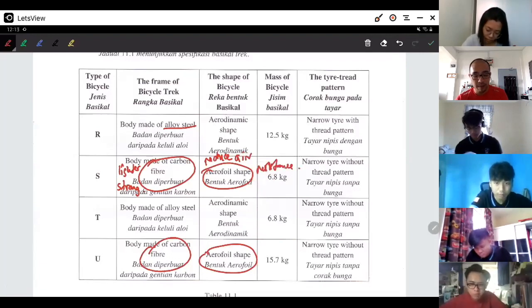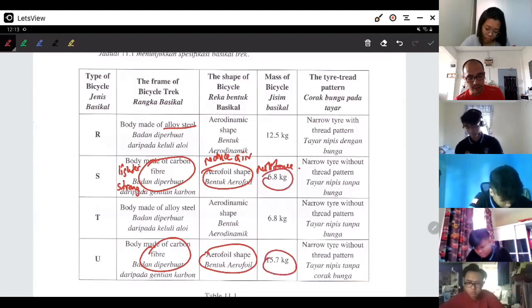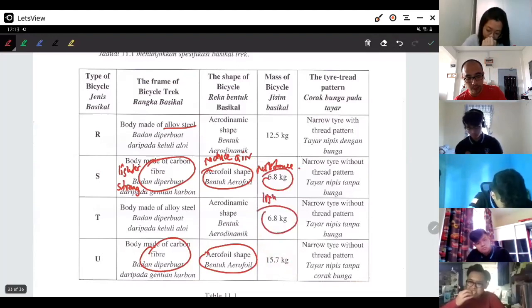Okay, mass of bicycle. Smaller mass, lighter. Why smaller mass? Because it is lighter.